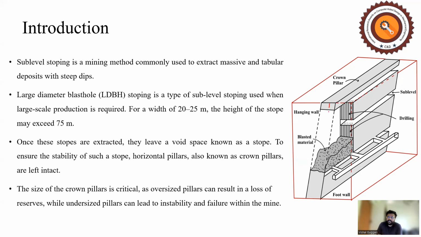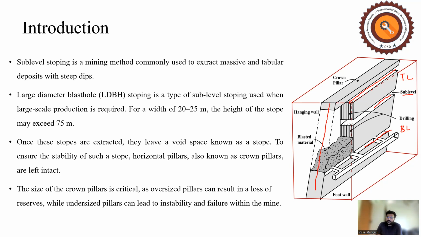In this figure you can see an ore body which has a very steep dip from the surface. During the stoping procedure, the first thing is to do some development works, in which we make two levels. One is at the top, which we consider the top level, and another is at the bottom, which we call the bottom level. In between the top level and bottom level, we make another level which we call a sublevel. That's why the name is sublevel stoping.